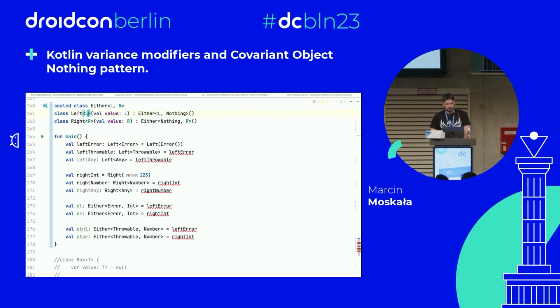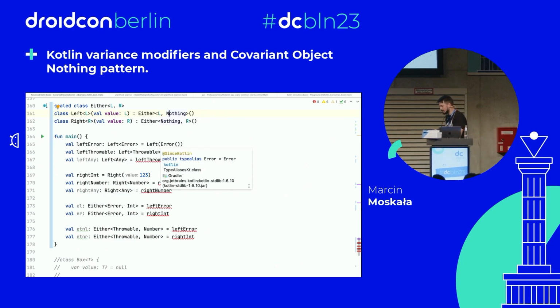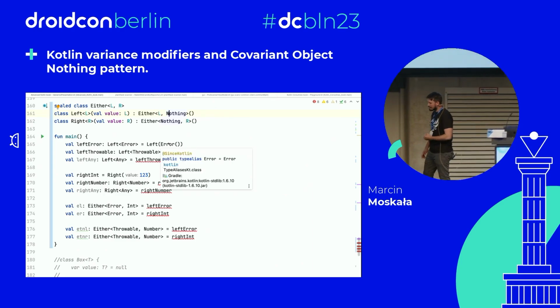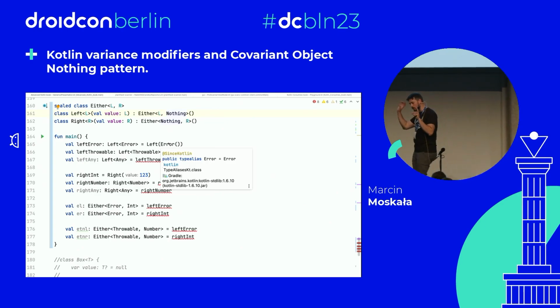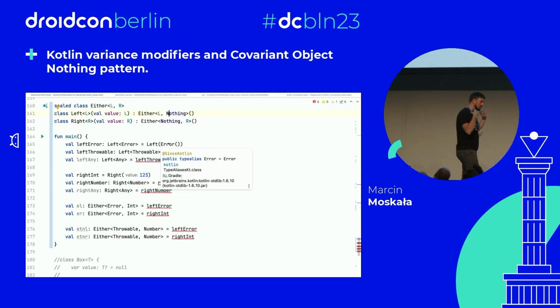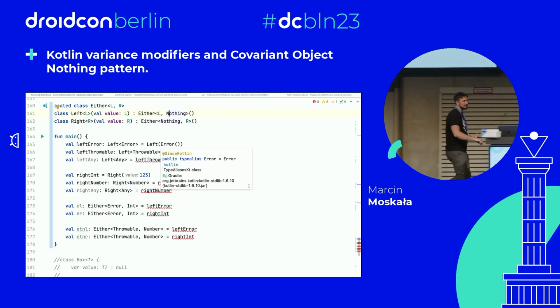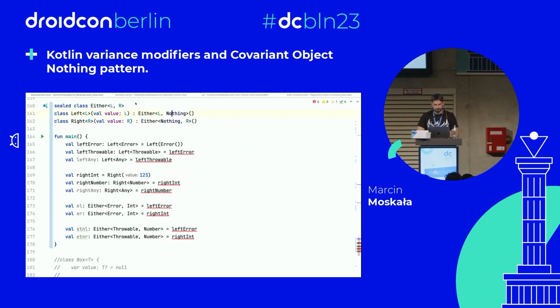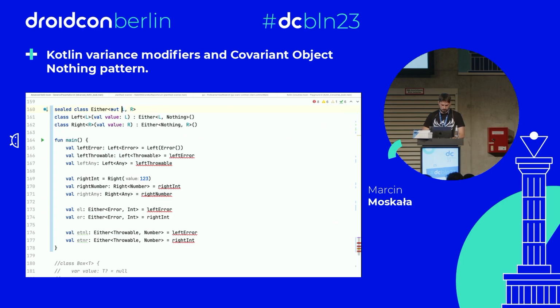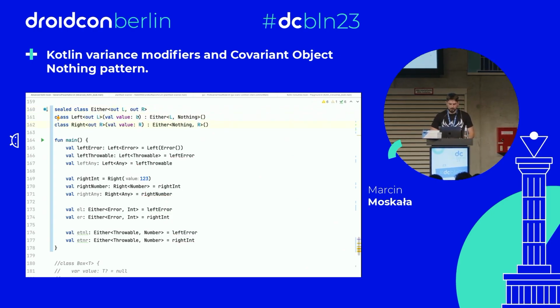So I replaced this type with Nothing, but this still doesn't work. The point is that we want Left of some type to be independent from Right of a different type. They should not know about each other's types. And the only way to achieve that is, of course, to use Nothing in here, but also to use covariance, which is appropriate because it's a read-only type, a read-only class. So covariance, the out modifier, is appropriate.